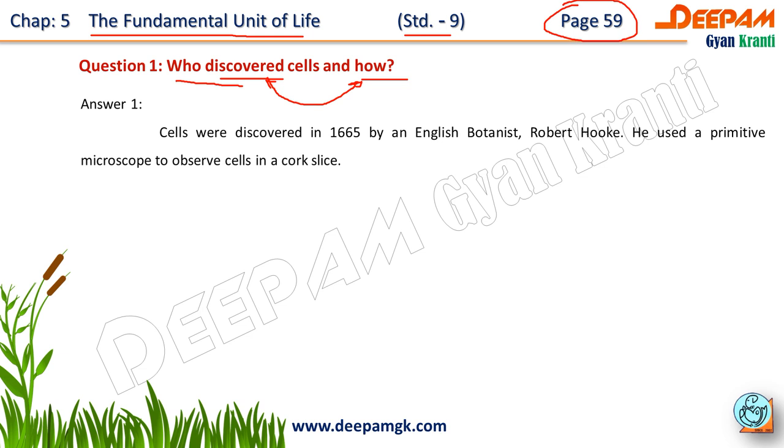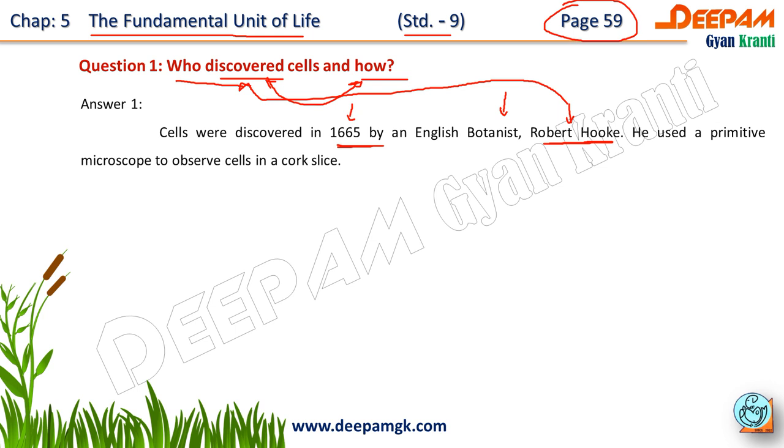Our answer is that cells were discovered in 1665. You must remember the year. In 1665 by an English botanist. What is a botanist? Those persons who work and try to find out something about trees are known as botanists. Robert Hooke was the scientist who discovered the cell. So, who discovered the cell? Your answer is Robert Hooke in 1665.